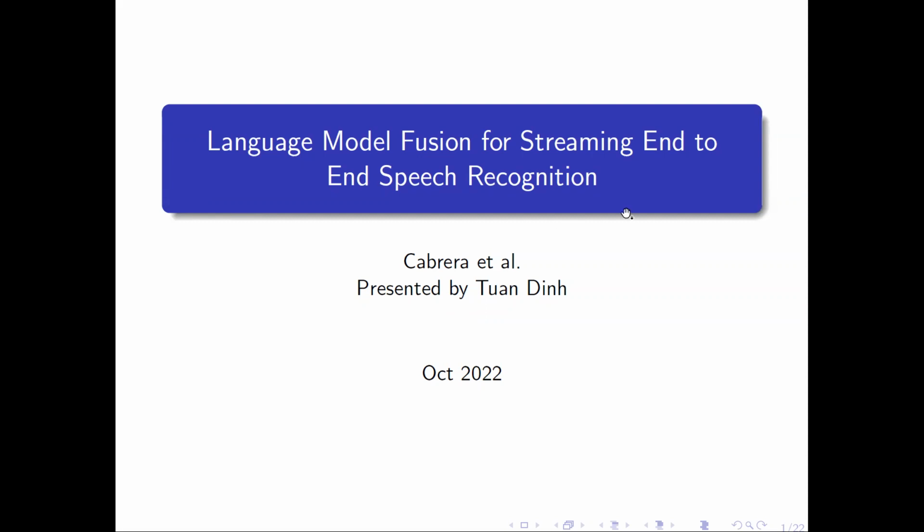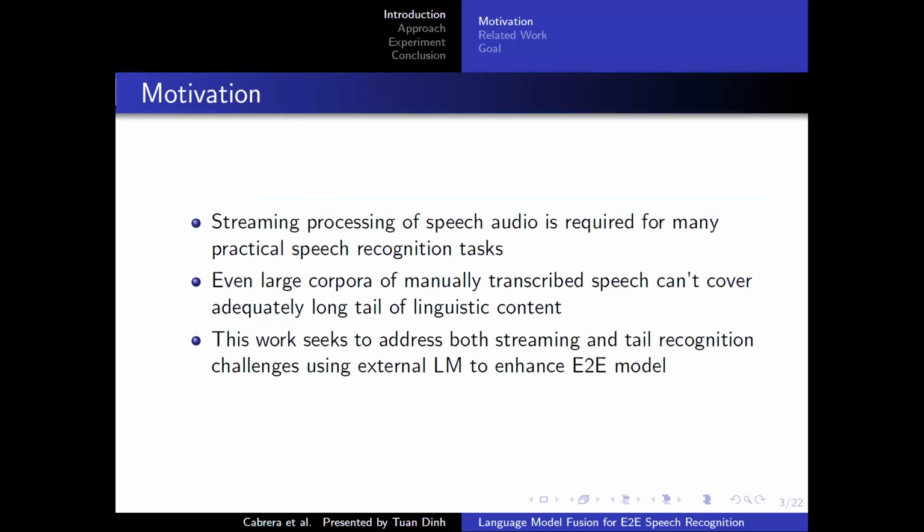Today I'll be talking about language model fusion for streaming end-to-end speech recognition. Streaming processing of speech audio is required for many practical speech recognition tasks.